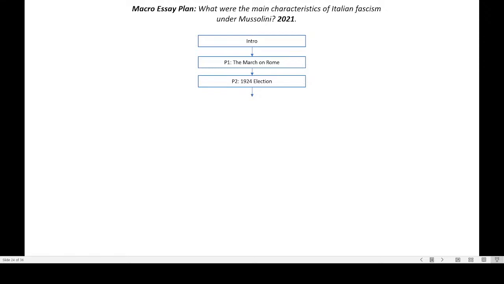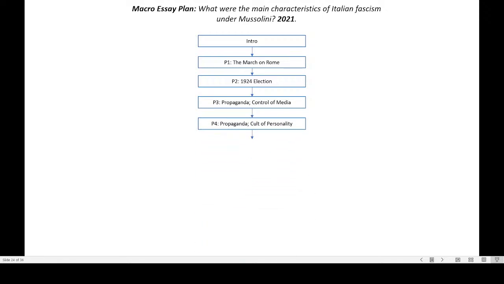Let's just make note of the types of events or phases or episodes that I'm discussing per paragraph. They're separate events, separate stages in Mussolini's ride to power. So I'm dealing with one event in history per paragraph. That's really important to understand. Paragraph 3, I'm going to look at propaganda, the control of media. So that's one idea. I'm not just discussing propaganda as a whole. I'm discussing Mussolini's control of the media in propaganda.